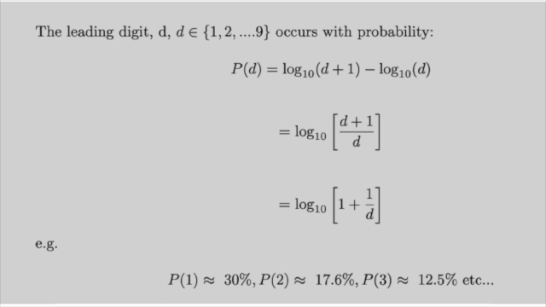How do we know that Benford's law has been satisfied? If the leading digit occurs with the following probability. The formula shows that the probability is the log to the base 10 of the digit plus 1 minus the log of the digit, simplified to become the log of 1 plus 1 over the digit, d. Filling in for digit 3, for example, we see that the probability of the first digit being 3 is 12.5%.